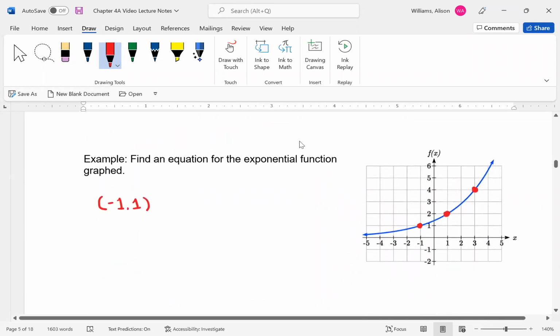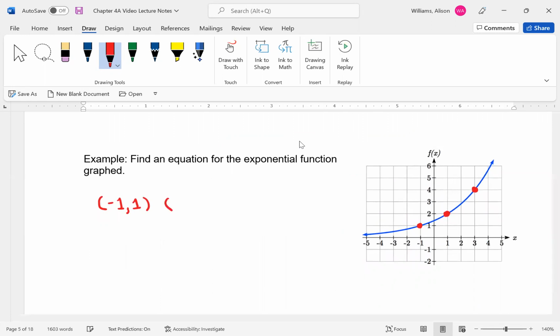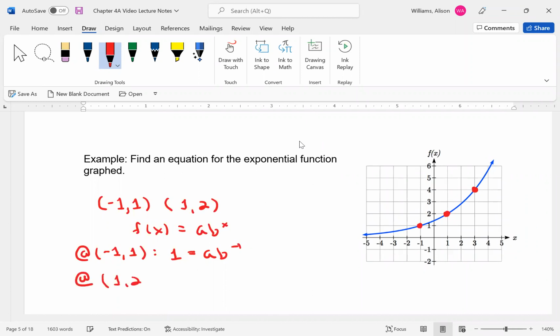Okay, so let's try again. I'm going to use the point -1, 1 and now the point 1, 2. Let's go ahead and find an equation between those 2 points. We'll have to use our same trick again. So f of x equals a b to the x, and we plug in the 2 points. First point, negative 1, 1: 1 equals a b to the negative 1. And at the second point, 1, 2: 2 equals a b to the 1.